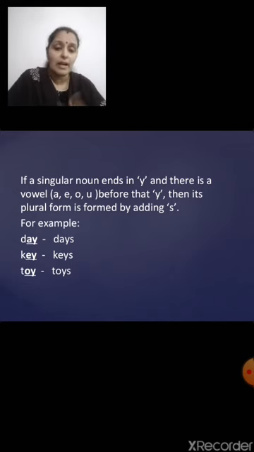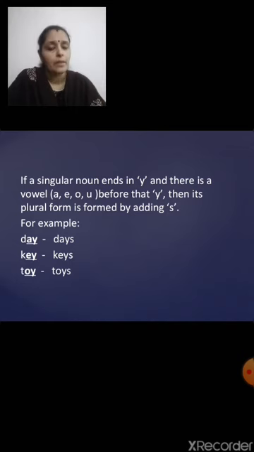Yes, but children, not all the words ending in Y, I will be adding I and adding ES. Some singular nouns ending in Y have a vowel before them. If there is a vowel before Y, then its plural form is formed just by adding S to it, right? If there is a vowel before the Y, then we are going to add only S. In the previous examples, let's see them.